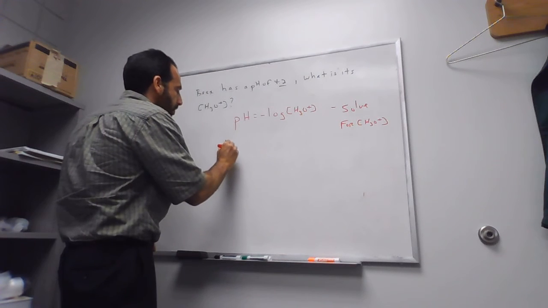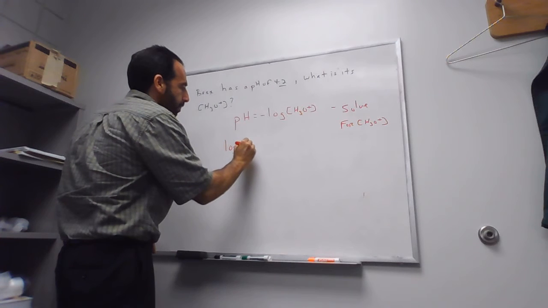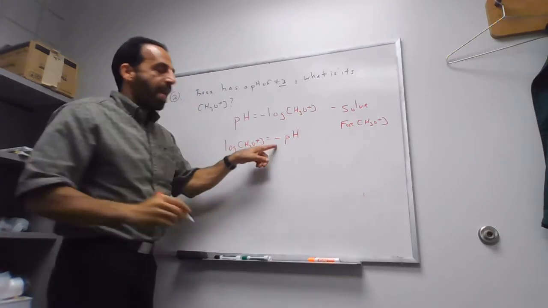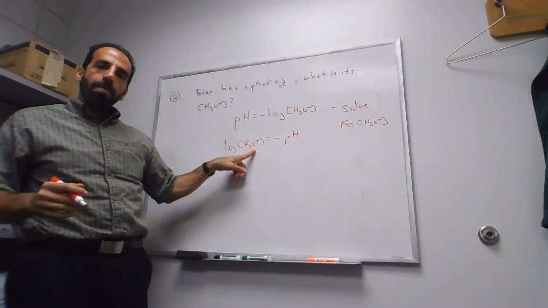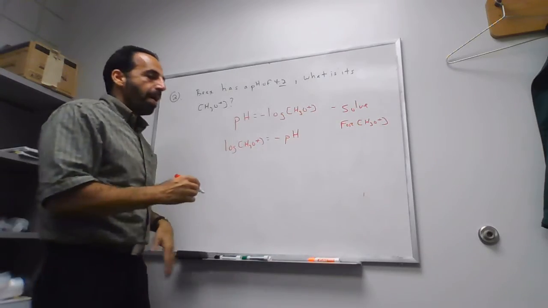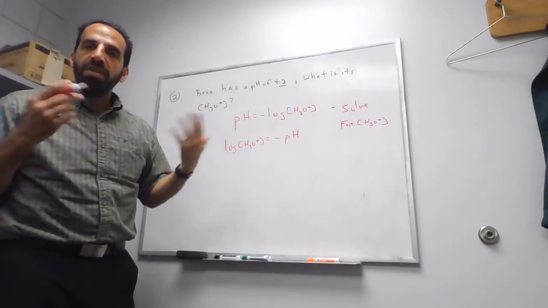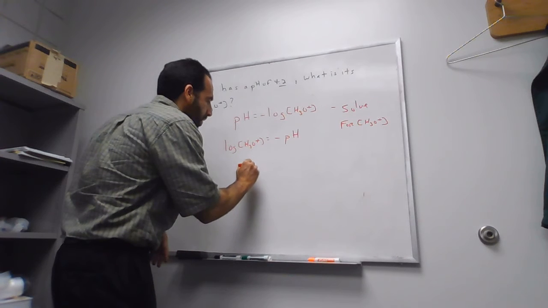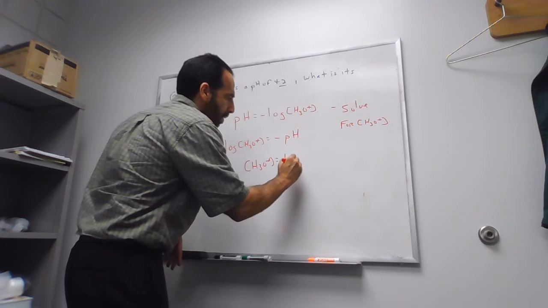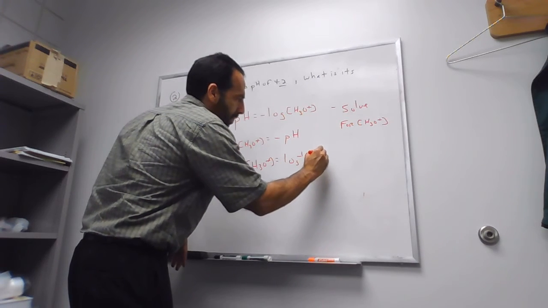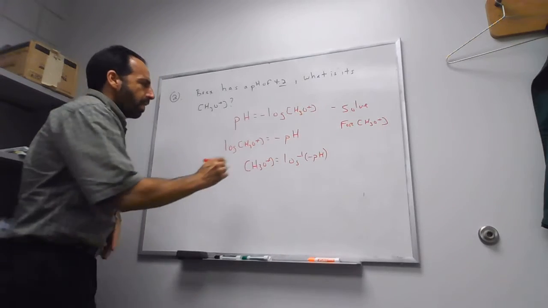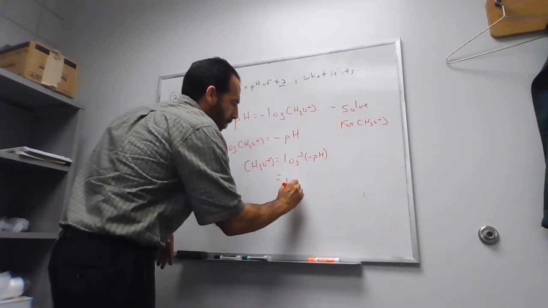So I'm going to end up with this, log of the hydronium ion concentration is equal to minus pH, so negative pH. I want to get log by itself, so basically you can take the inverse log or second log, etc. So basically I'm going to end up with this. You can say log to the negative 1 of the minus pH. Inverse log is going to be 10 to the x.